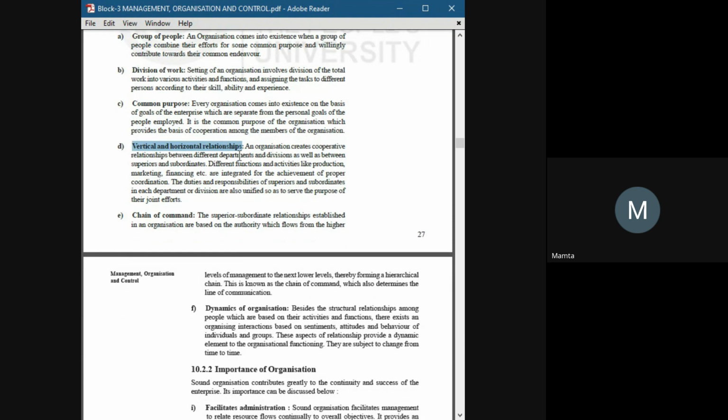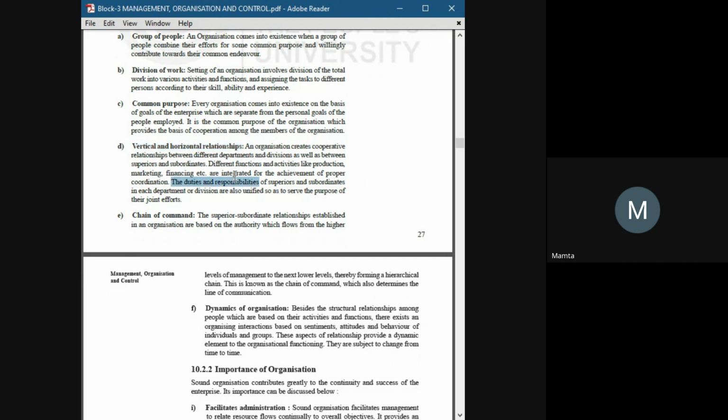An organization creates cooperative relationships between different departments and divisions, as well as between superiors and subordinates. Different functions and activities like production, marketing, financing, etc., are integrated for the achievement of proper coordination.